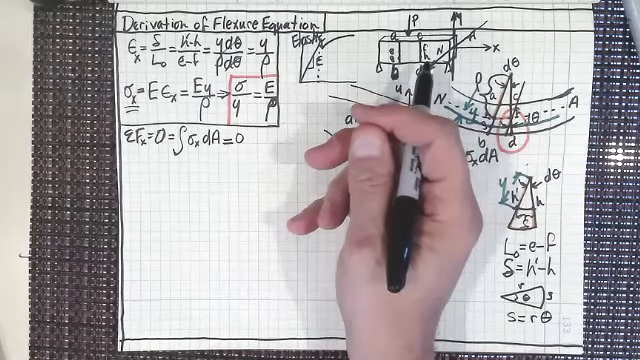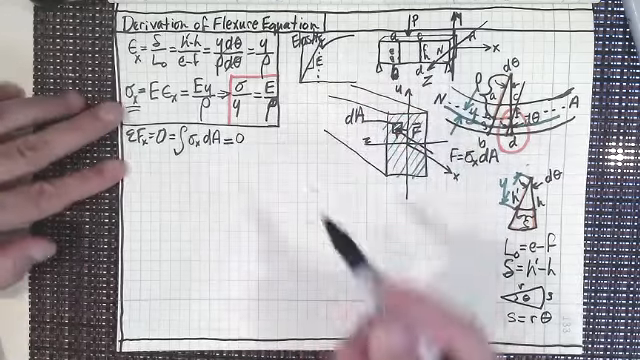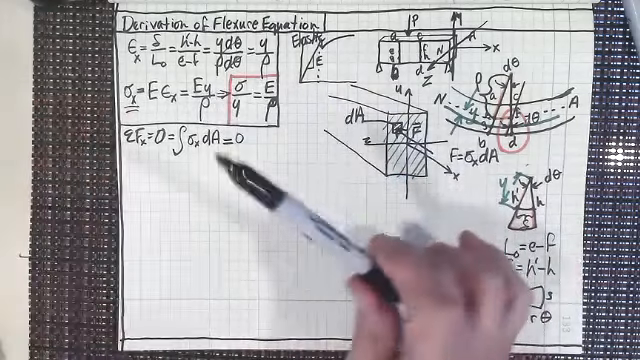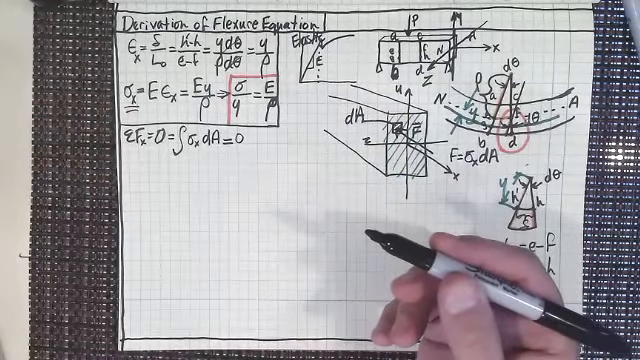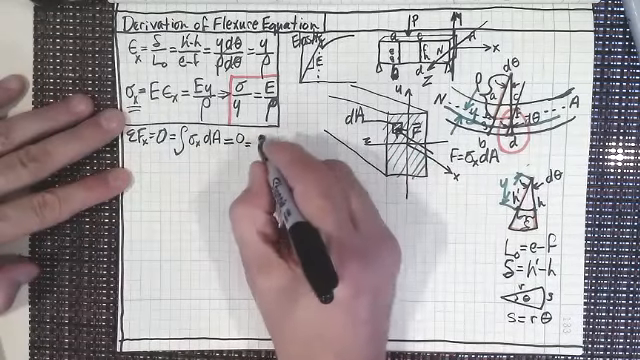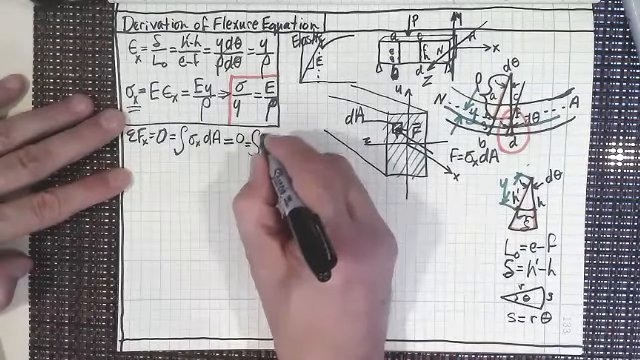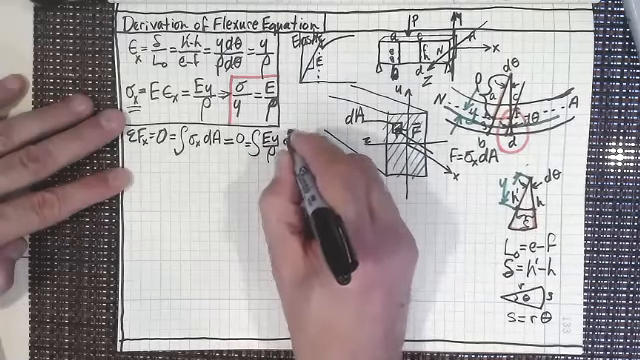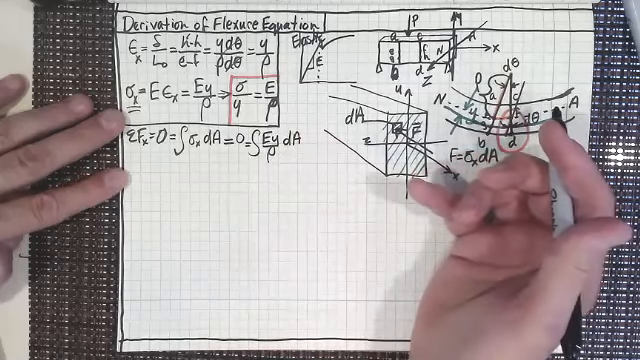Well, let's substitute that in. Let's substitute in what we know for sigma. That would be E y over rho. So what we can say is that the integral of E y over rho dA has to equal 0.